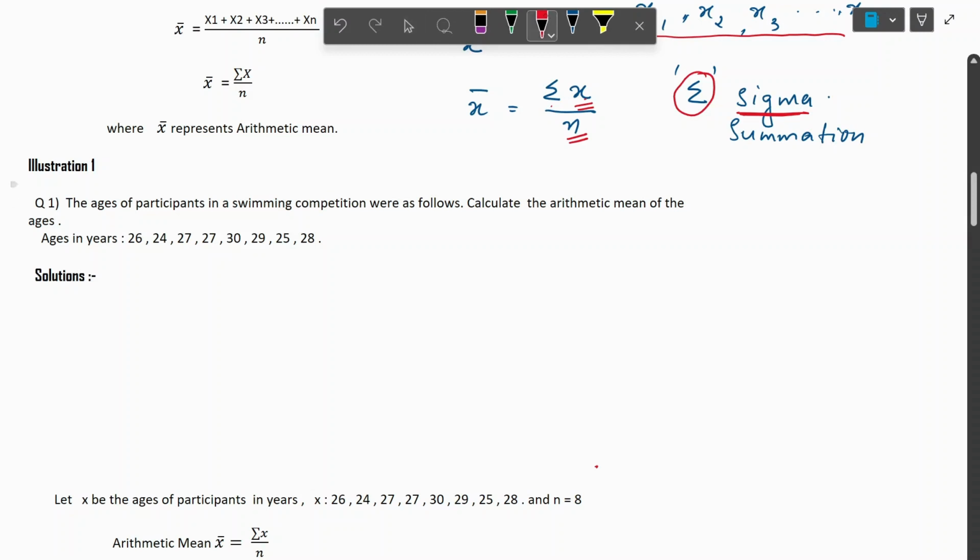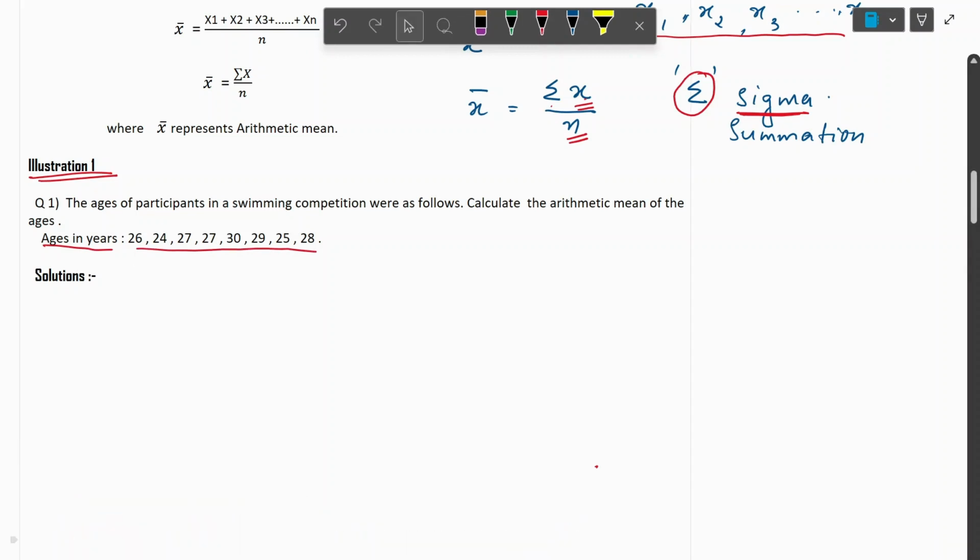This is the first question which we are going to solve. Read the question: the ages of participants in a swimming competition were as follows. Calculate the arithmetic mean of the ages. Ages in years are given. Now, the first step is to identify which data it is. It is very clear for us, because the numbers are written this way, that this is raw data.